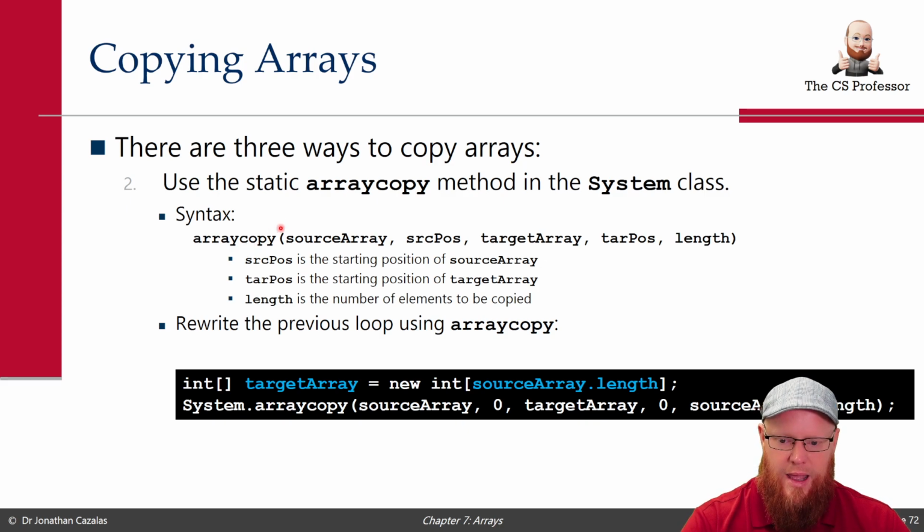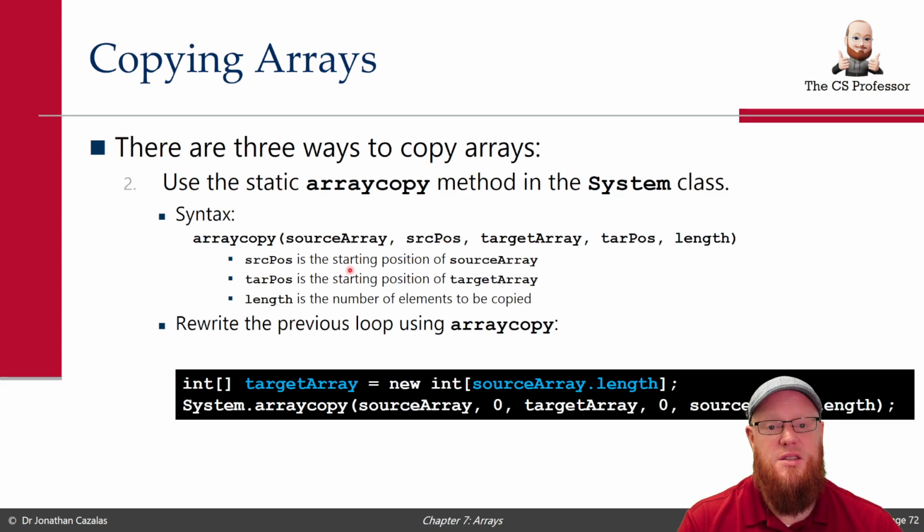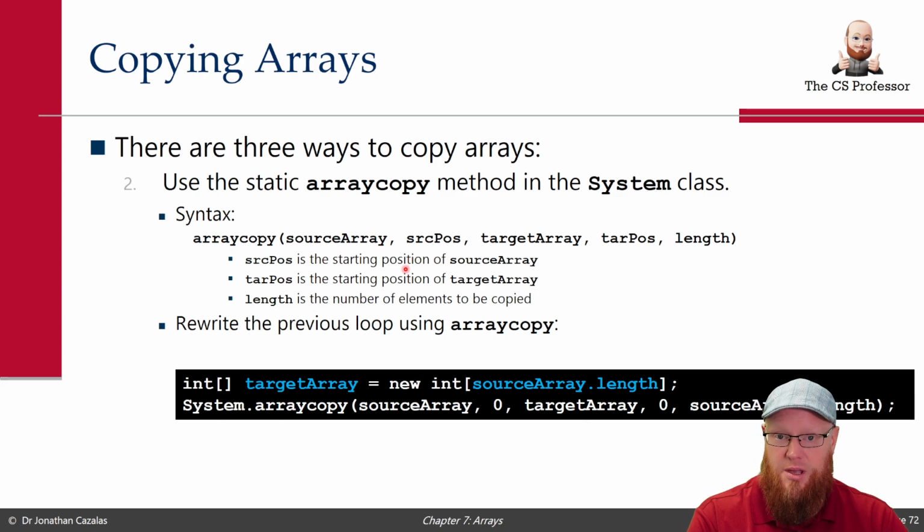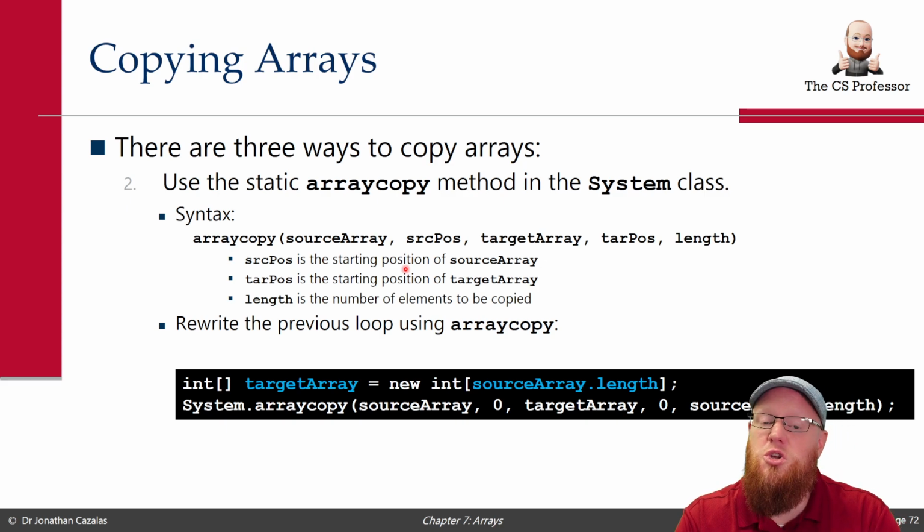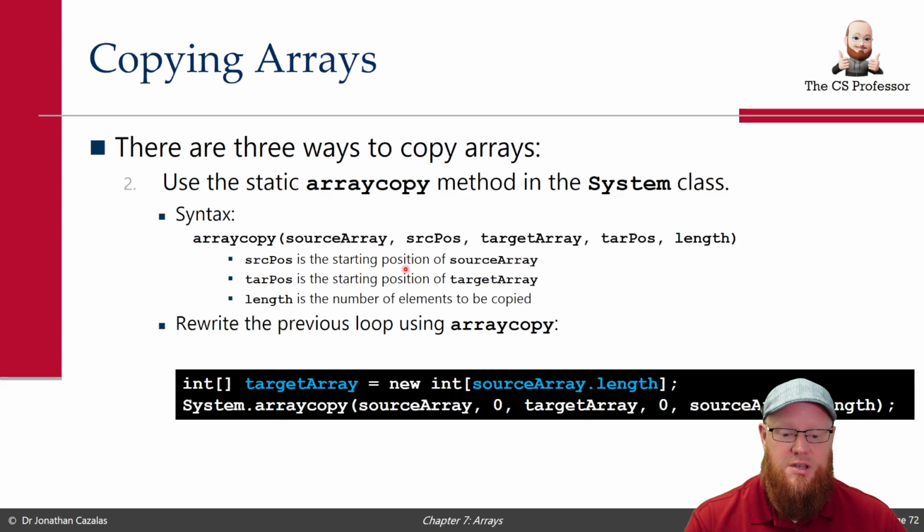Very important. And so what is source position? It's the index of the starting position from the source array from which you want to begin copying. What is the target position? It's the index in the target array from which you want to begin pasting those values. And length is the number of elements to be copied. So this is pretty customizable.